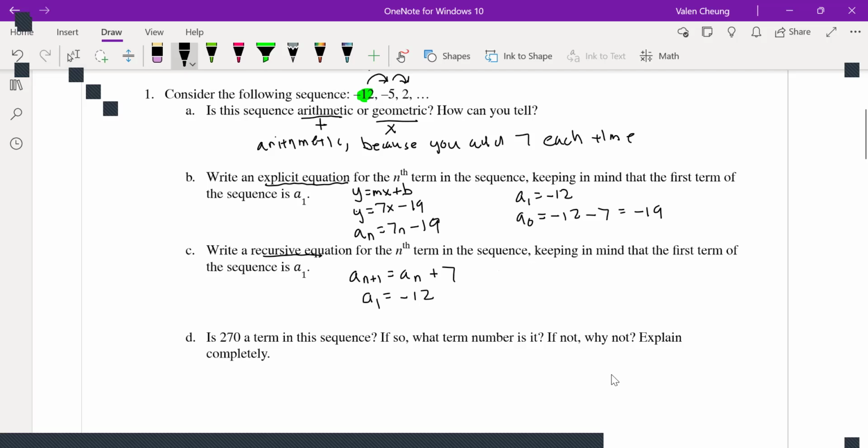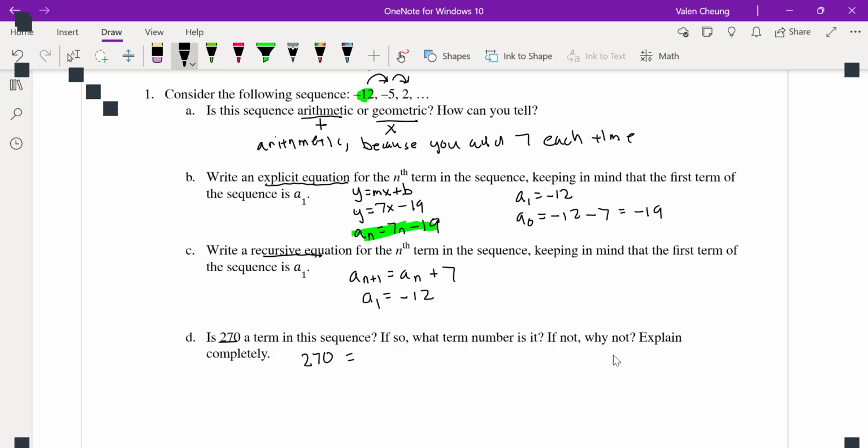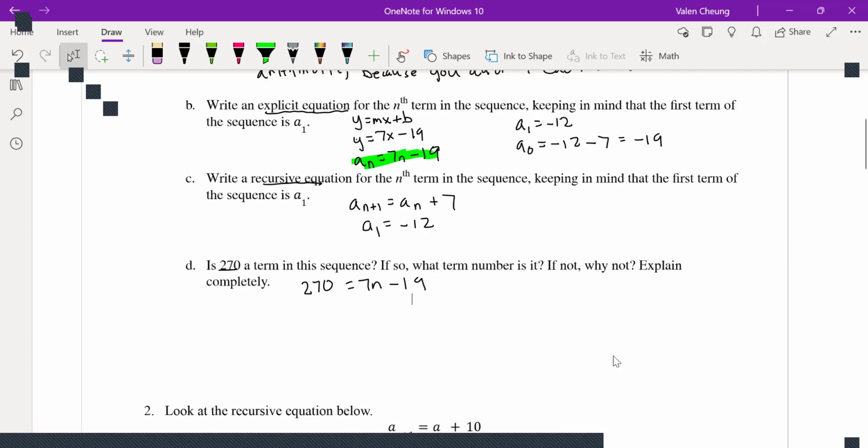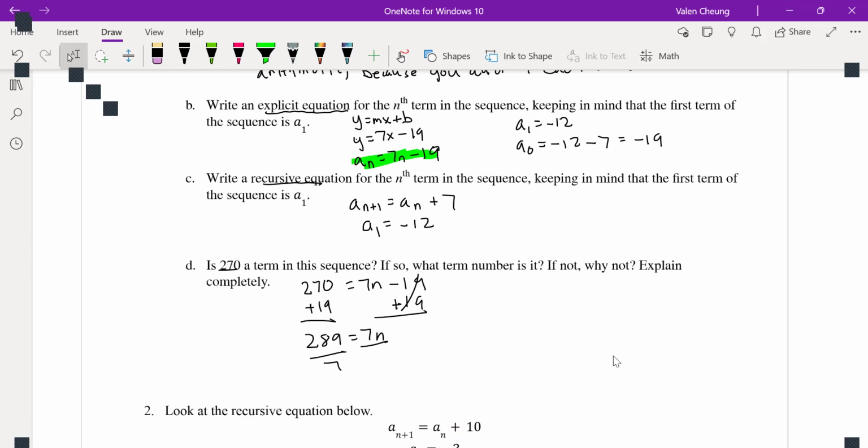Part D. Is 270 a term? What you have to do is take your explicit equation that we found in part B, and you substitute 270 for the a sub n, and you see if it works out. So you add 19 to both sides. 289 equals 7n. Divide by 7, and n is going to equal 41.2.